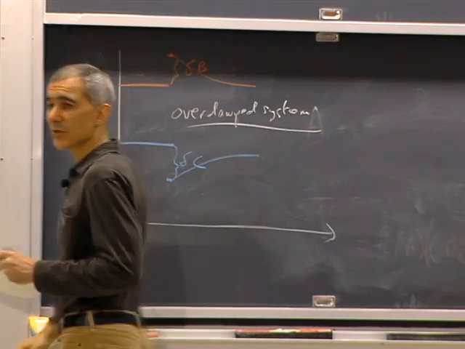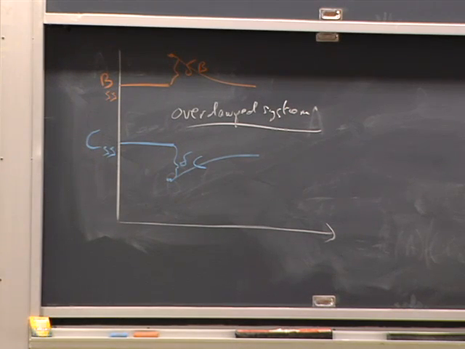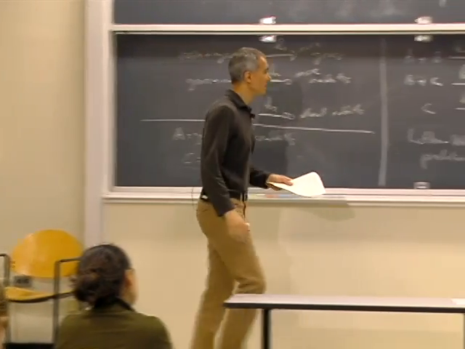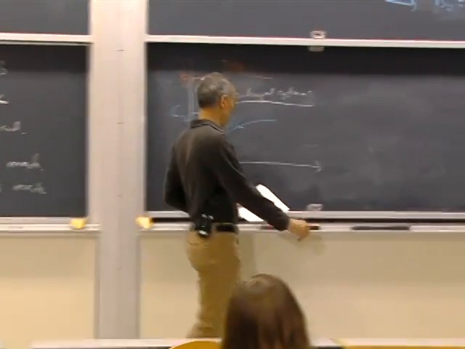It's like having a shock absorber on your car, right? You go over a bump, the car doesn't oscillate up and down. It's sort of damped. It's a damped oscillator. It goes back to the steady state.